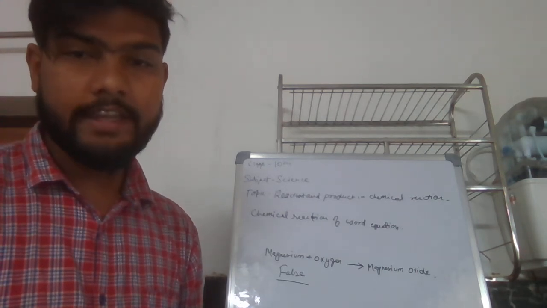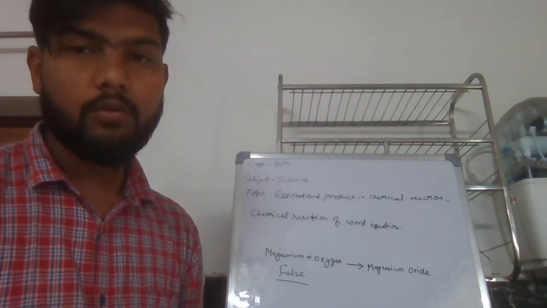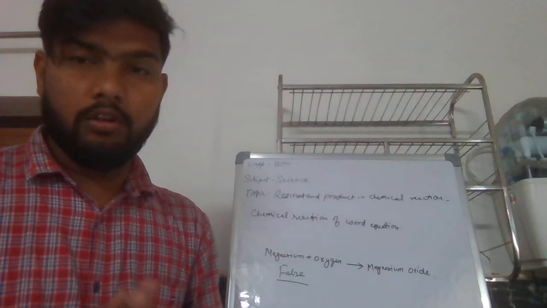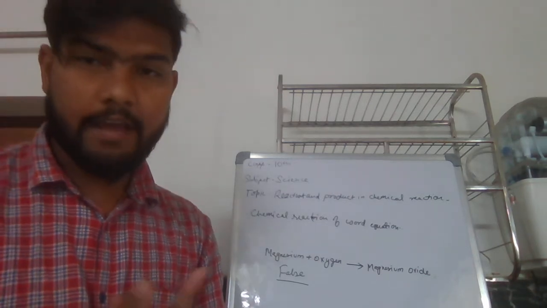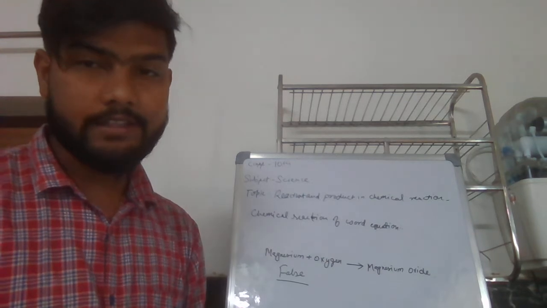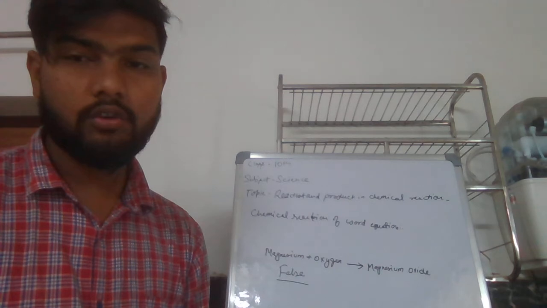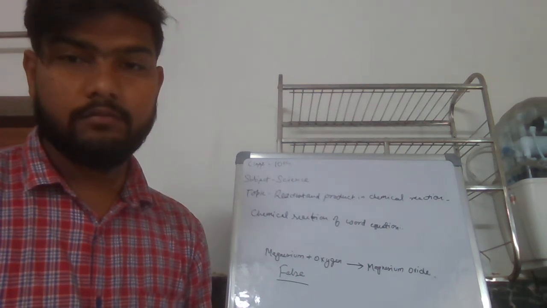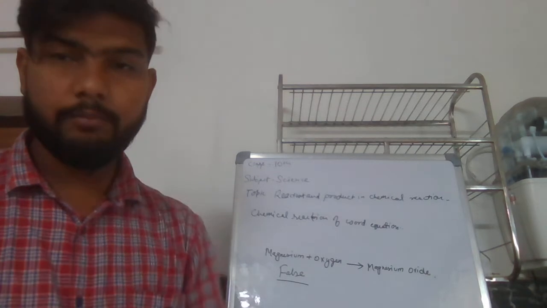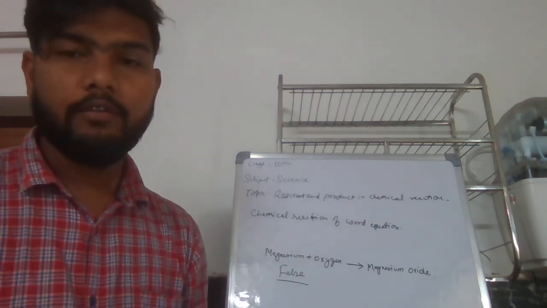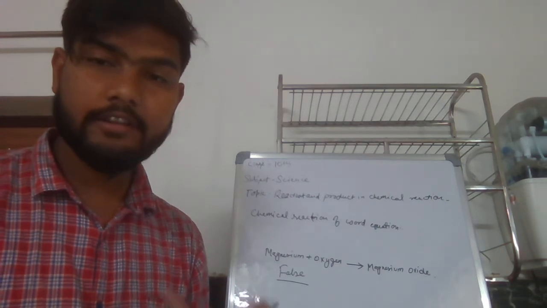So here this is a chemical reaction, the rusting of iron. You have to identify the reactants and product of the above reaction and also write the word equation of this reaction. As you have seen in the previous class, when iron is exposed to oxygen it gives iron oxide.